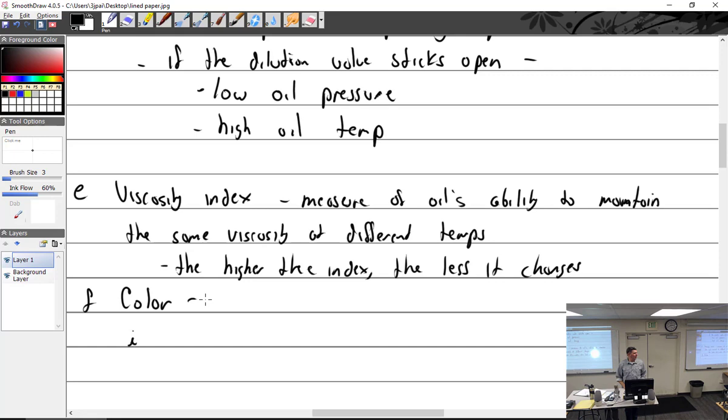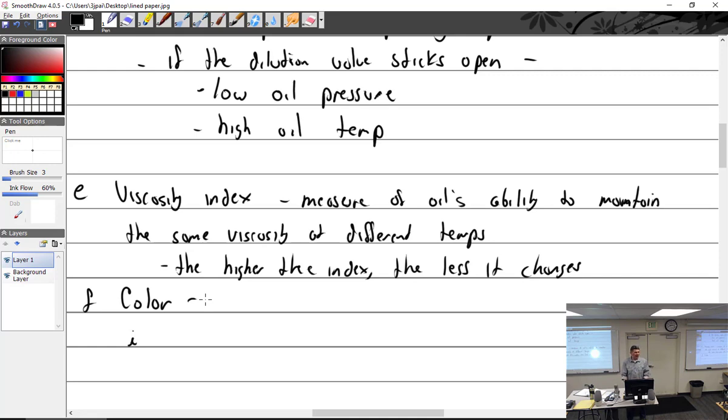Would be white water in it. Yeah, well, we don't have that much of a problem in our air-cooled engines, but yeah, if it turns white and foamy, you've got a big problem. But I would argue that if there are no problems, looking at the color of the oil to determine when to change it is bad. If there is a problem, then looking at the color of the oil is a big deal.